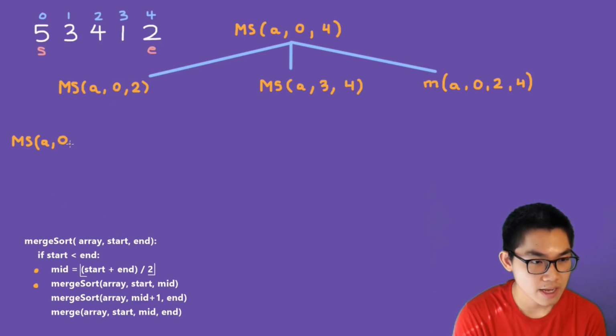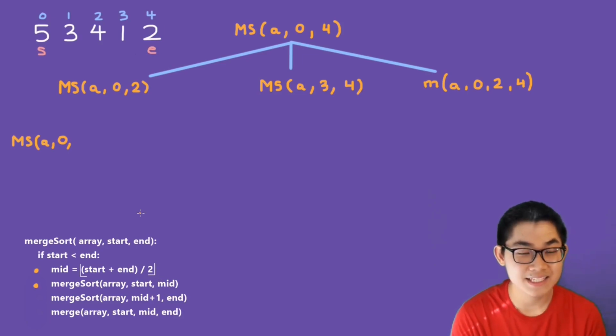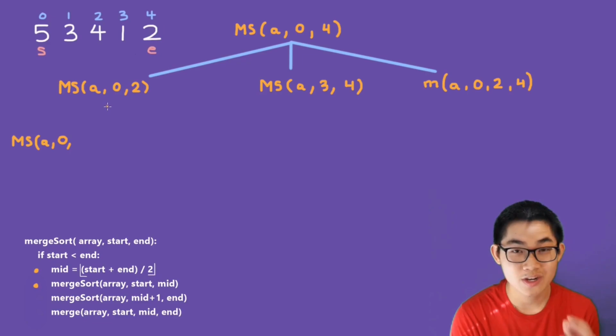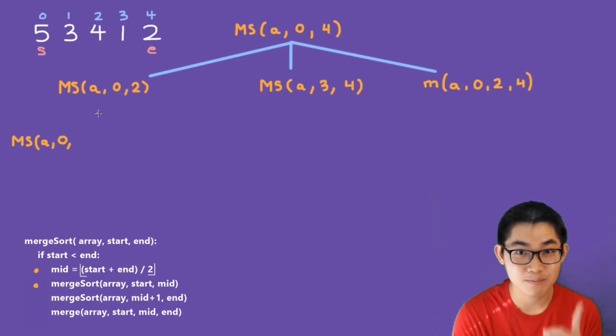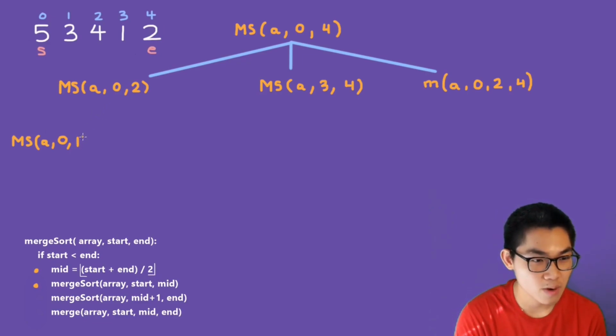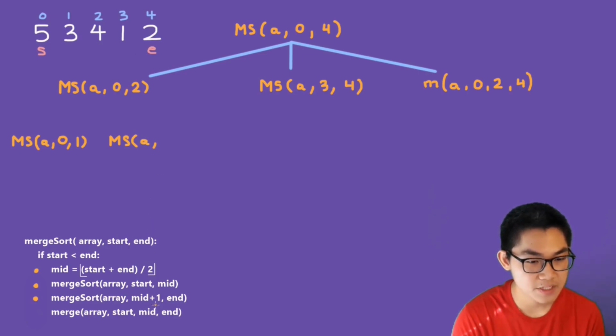And the mid is 0 plus 2 divided by 2. So 0 plus 2 is 2. 2 divided by 2 is 1. So the mid will be 1. And then we will do this one. So merge sort. We pass in the array. We have mid plus 1. So mid is right here. So 1 plus 1 is 2. And the n will also be 2.